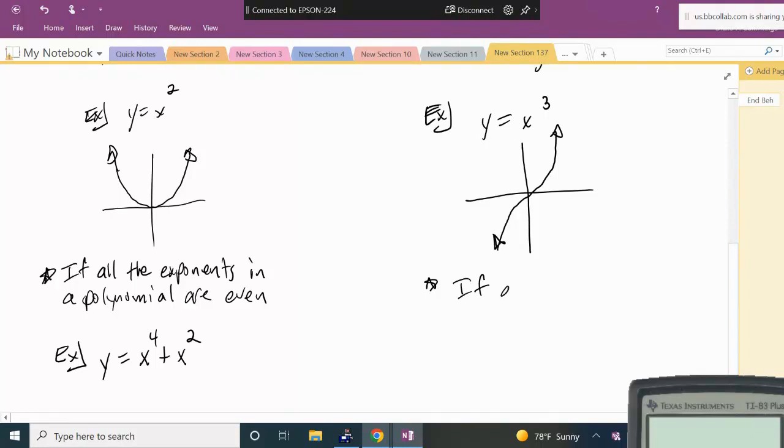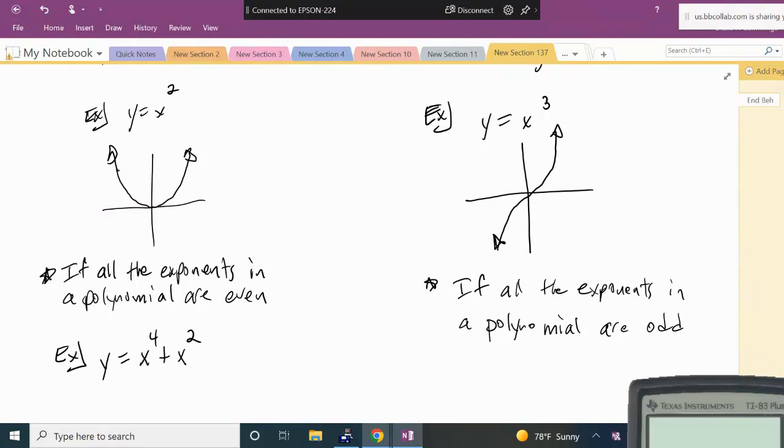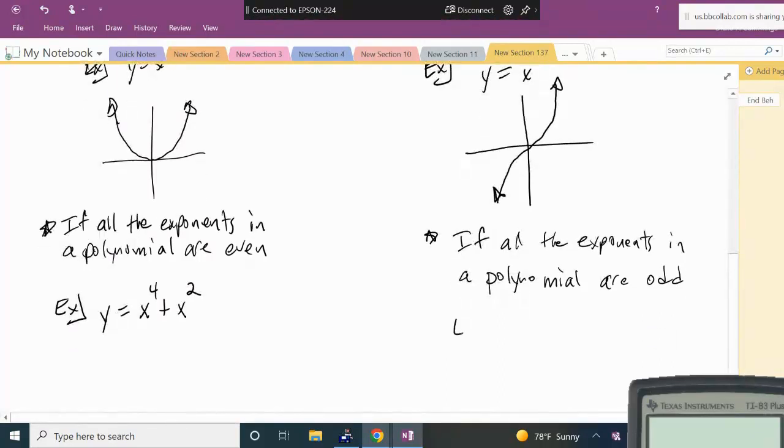If you're looking at a function, if all the exponents in a polynomial are odd, then you have an odd function. So if all the exponents in a polynomial are odd, then you would have an odd function. So here's an example. Y is equal to x to the 5th power minus 2x cubed. All right, that would be an odd function because if we look at all of the powers for x, they're all odd numbers. 5 is an odd number, 3 is an odd number.